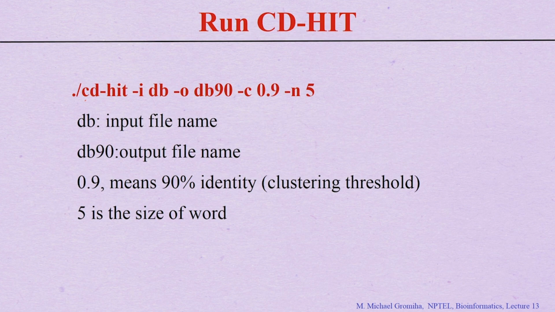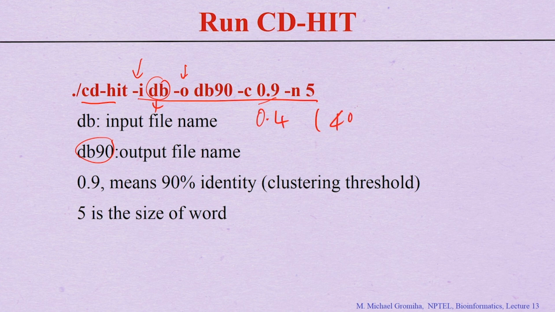So how to run CD-HIT? Because this is the program, you put ./cd-hit and this is the command we have to give. So what is -i? That is the input file name, and what is -o? This is the output file name, here DB9. And here we give -c 0.9 and -n 5. What is 0.9? This is the identity, so which identity you require, whether 90% or 80% or 40%. If you need 40%, what you have to give? 0.4, right. For example, 40%.